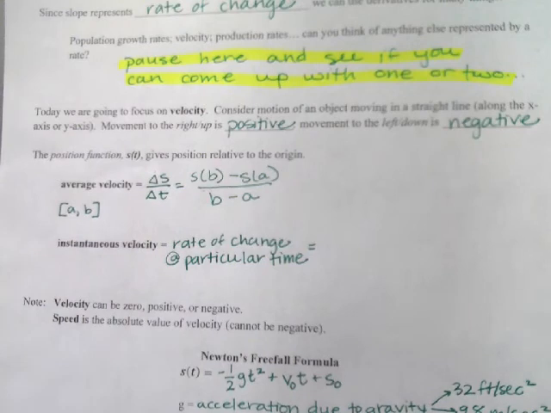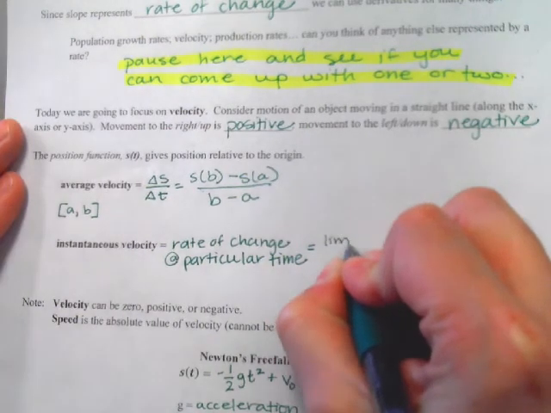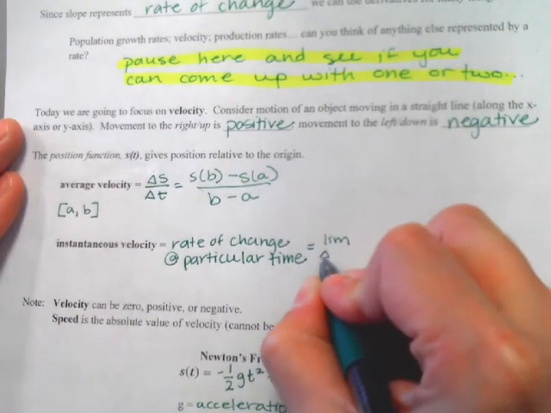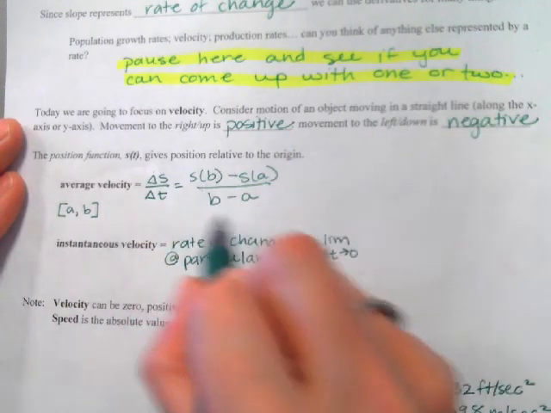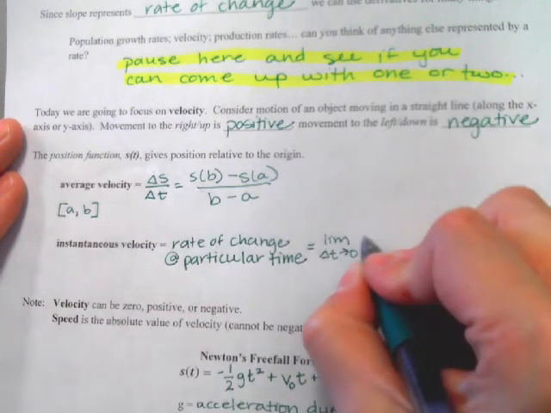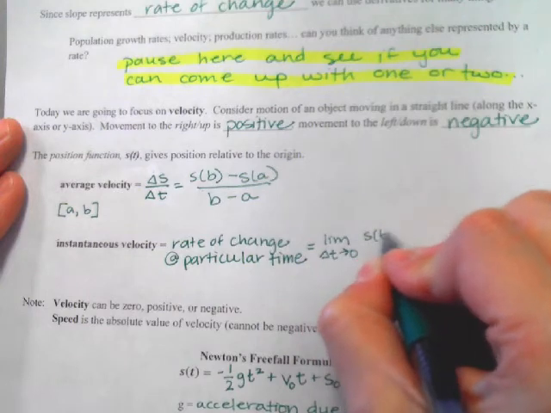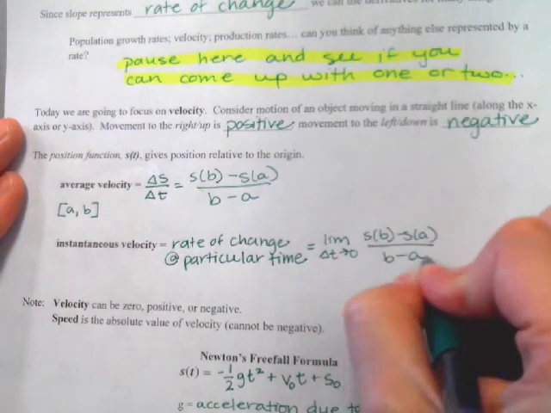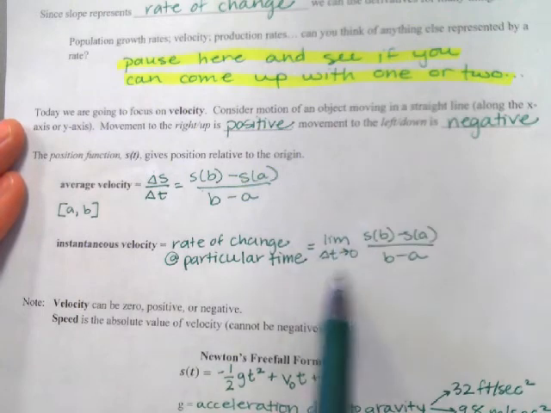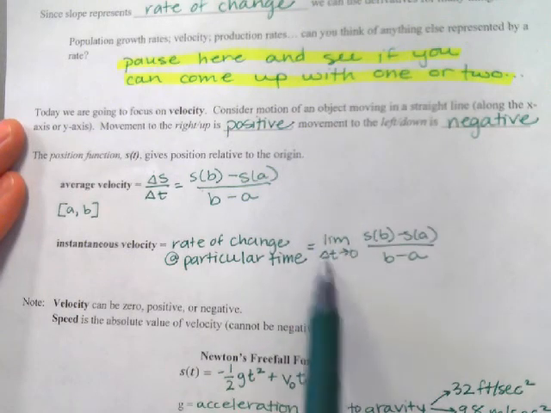So that's average velocity. If you are asked to find instantaneous velocity, that's going to be a rate of change, because velocity is a rate of change at a particular time. So that's when we have to use the derivative. So the limit as change in time, in this case, approaches 0 of our average velocity: S of B minus S of A over B minus A.